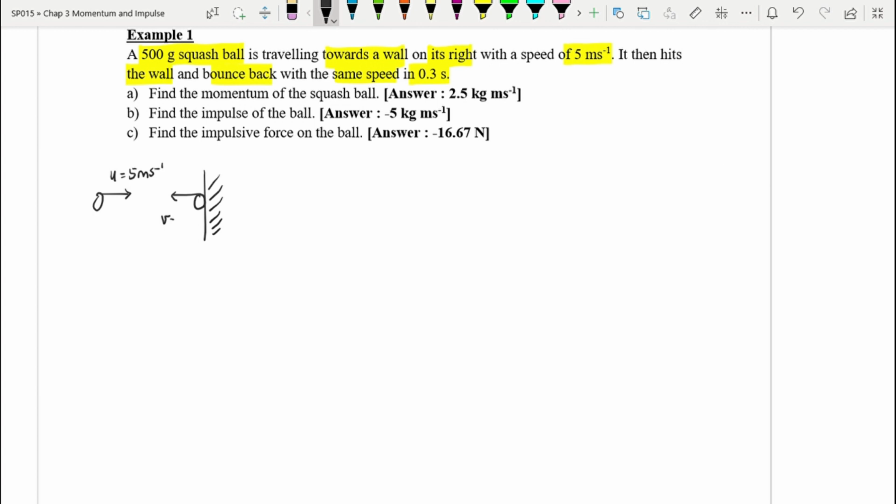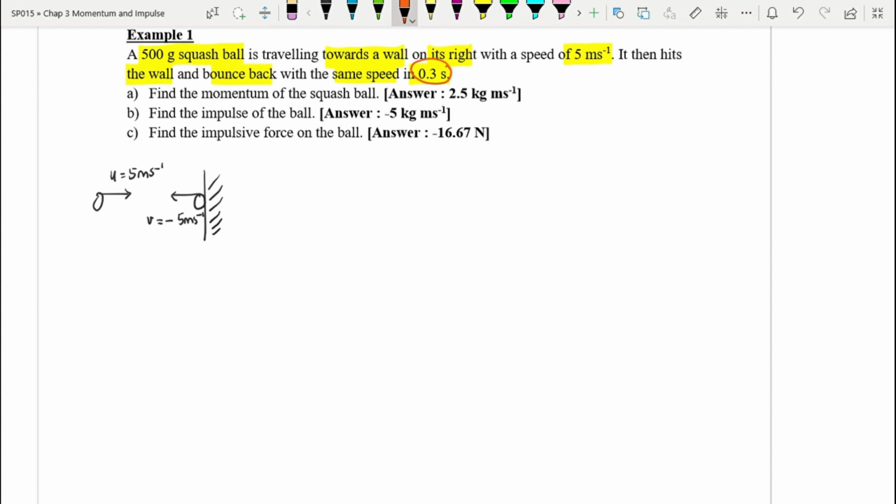So maksudnya V, final velocity dia akan sama, tetapi yang membezakannya adalah final akan ada negative sign. Okay, so penting negative sign kat sini sebab dia ke kiri. Alright. In 0.3 seconds. So 0.3 second, that will be the duration time lah. Time in contact between the squash ball and the wall.